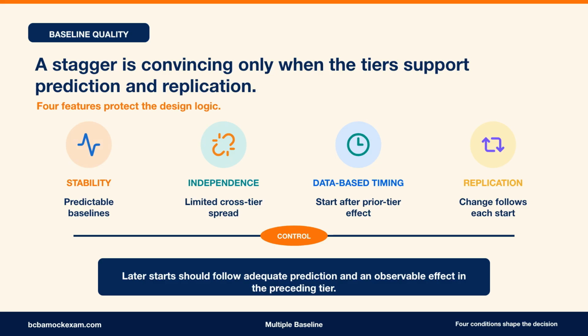A convincing multiple baseline needs more than different start dates. Baselines must be predictable enough to show what would likely have happened without treatment. Tiers must not change one another prematurely. The decision to start the next tier should follow data, not a fixed calendar alone, and the effect must repeat across the staggered starts. If several untreated tiers improve before their own start, the core inference is weakened even though the graph still looks staggered.